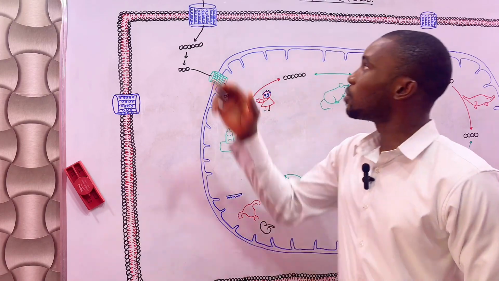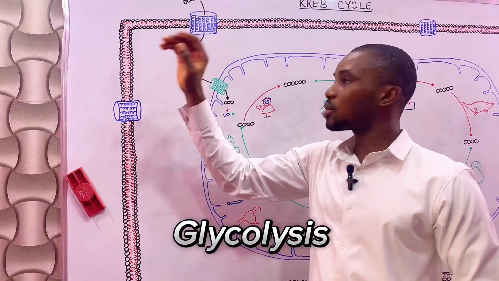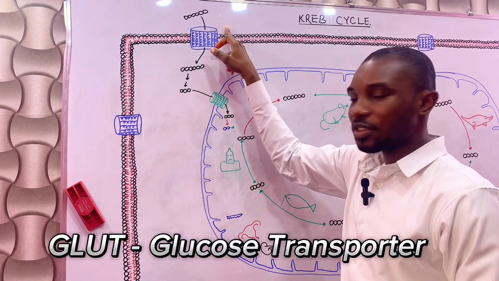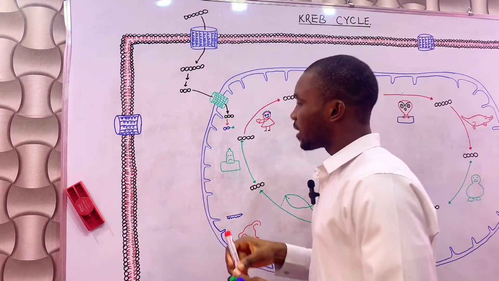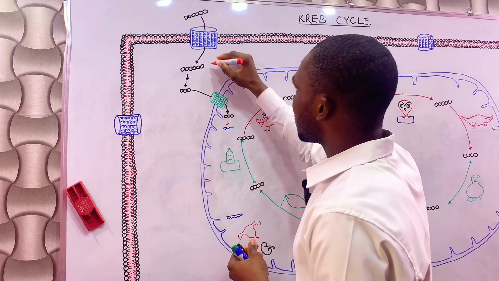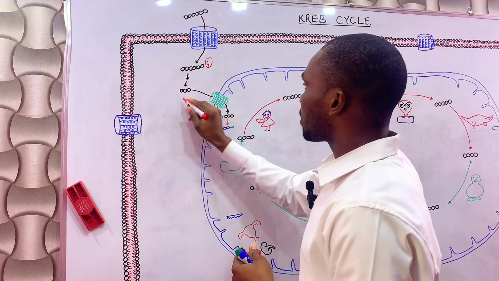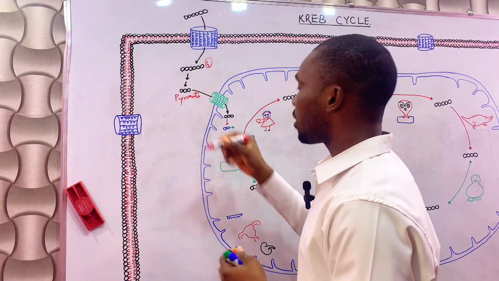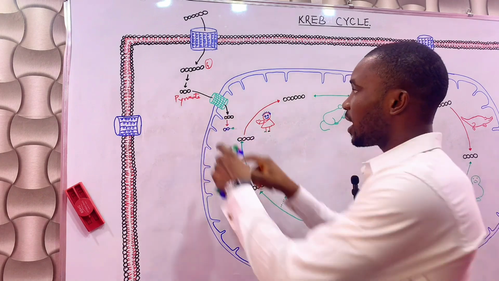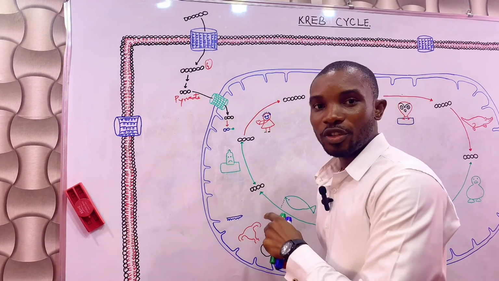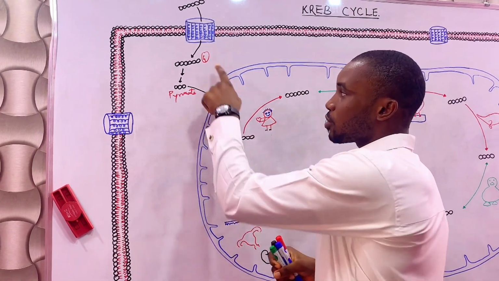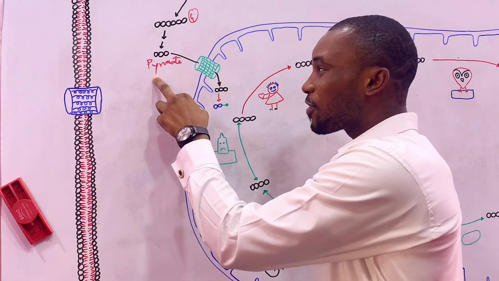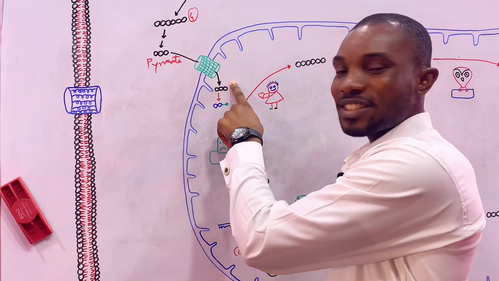So all along, we've talked about glycolysis, and the entry of glucose into the cytoplasm through the GLUT transporters, right? And then we talked about glycolysis, where glucose was converted to pyruvate. Then the pyruvate enters the mitochondria. The conversion of glucose to pyruvate, that's glycolysis, occurs in the cytosol, right? Then the pyruvate now enters the mitochondria through what?